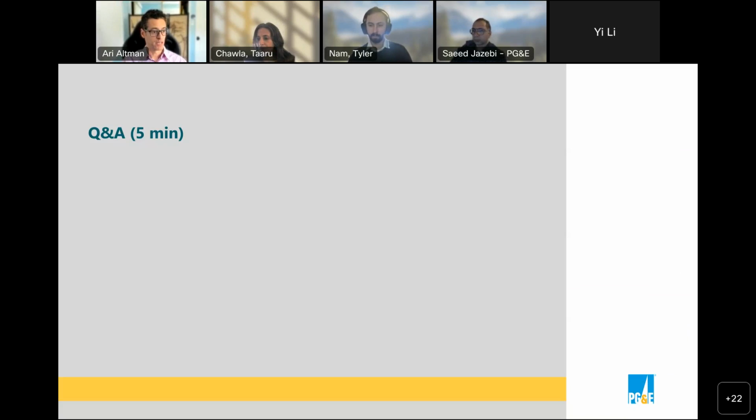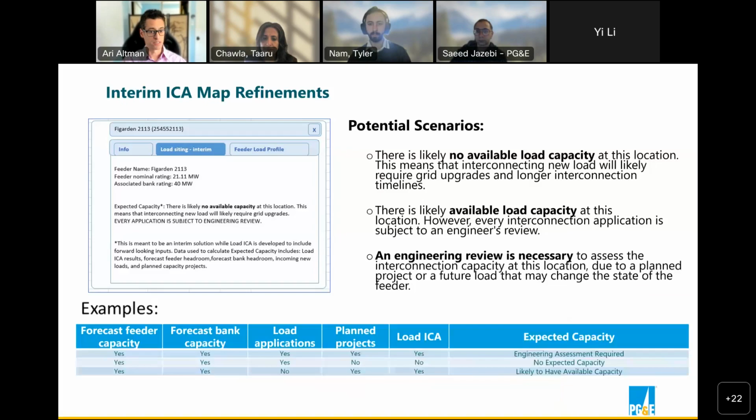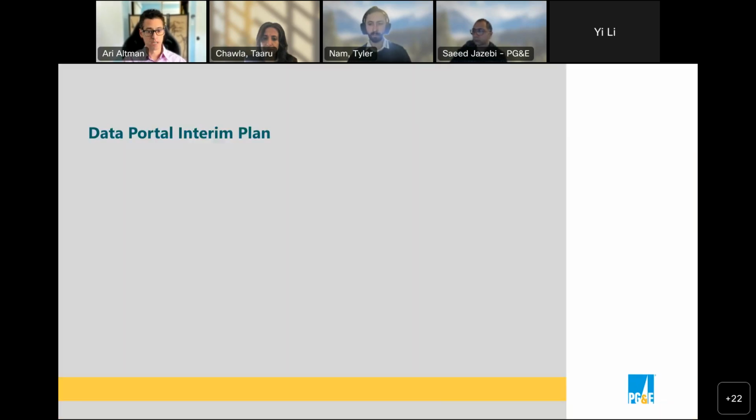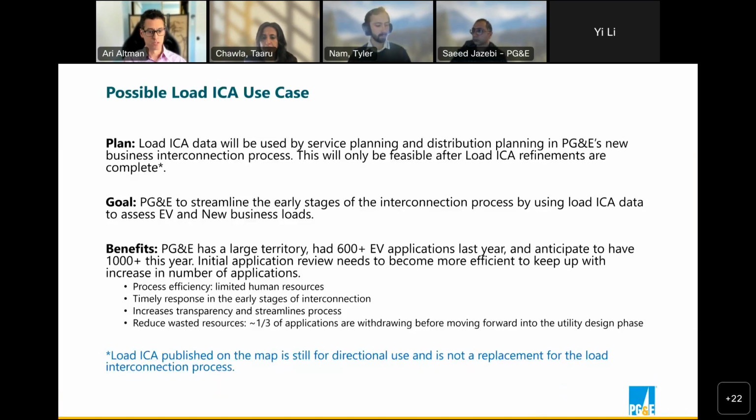Okay, PG&E, can you share further how PG&E reduces wasted resources or decreases the attrition rate on the application? So that language was right from this slide, Saeed. So they want to know about reducing wasted resources. How is PG&E doing that? Thank you, Ari. And I would like to add that this is from Roger Lynn from the Center for Biological Diversity.